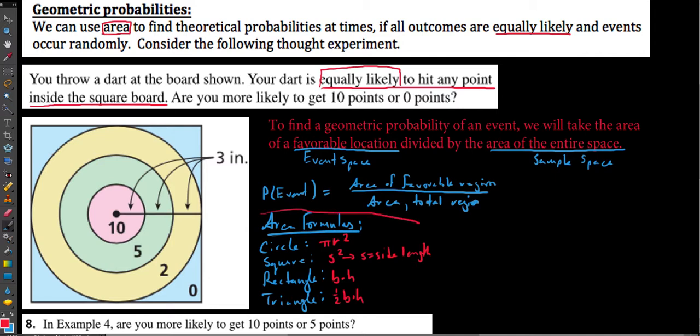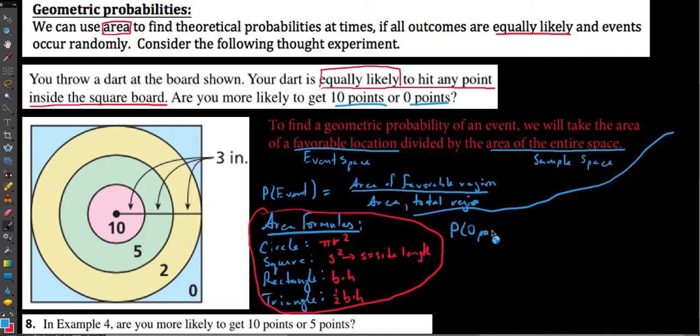So keeping these in our back pockets here, let's go ahead then and try to find out how likely we are to get, say, 10 points or 0 points. So the question of the day is, are we more likely to get 10 points or 0 points? Let's go ahead and take a look at this space here. So we're going to start with finding the probability of 0 points. You'll notice that the very first thing I do is I write this symbolically. In our function notation, we say, what's the likelihood that this event occurs here?